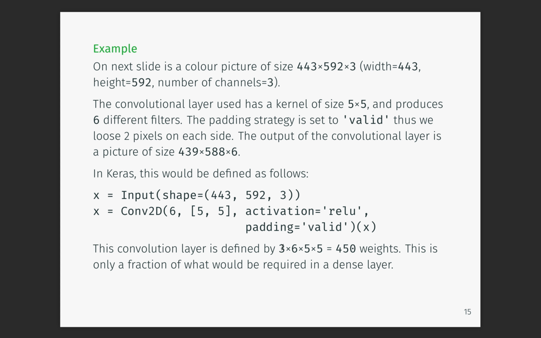And I forgot to mention that we have 3 color channels. So actually the convolution involves not 5 by 5, but 5 by 5 by 3 weights. And in total, that's only 450 weights to train, which is only a fraction of what we required in a dense layer. Remember, in a dense layer, we'd be looking at something of the order of a few billions for this particular picture. So it's a massive reduction in the number of parameters you have to deal with. So that's really a great effort.